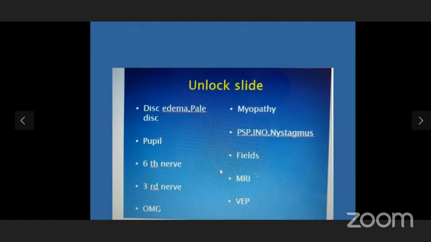If the photograph is of somebody who is between 40 to 60 with loss of vision, without pain, and a disc edema, you are probably dealing with non-arteritic anterior ischemic optic neuropathy. If you are shown a picture of somebody who is elderly, about 65, 70, you are looking at the arteritic variety of anterior ischemic optic neuropathy. So that's disc edema. Very good. What about pale disc?